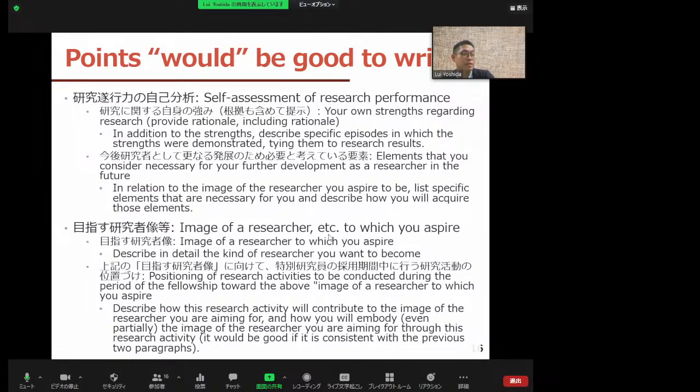And in the image of a researcher to which you aspire section, I recommend you to describe in detail the kind of researcher you want to become. And also, in this section, you need to write the positioning of research activities to be conducted during the period of the fellowship toward the image of a researcher to which you aspire. I would like you to describe how this research activity, which means the Gakushin research activity, will contribute to the image of the researcher you are aiming for, and how you will partially embody that image through this research activity. So I recommend you to describe these in this part.